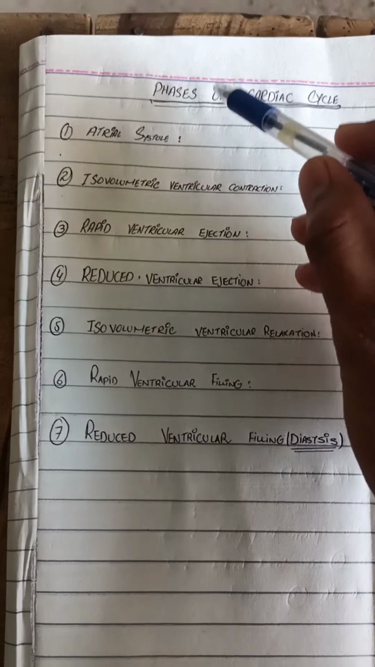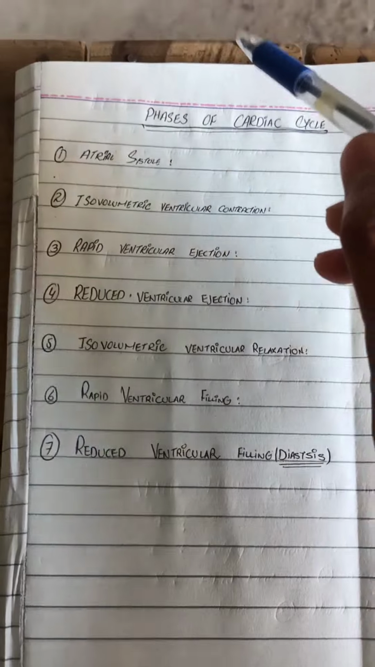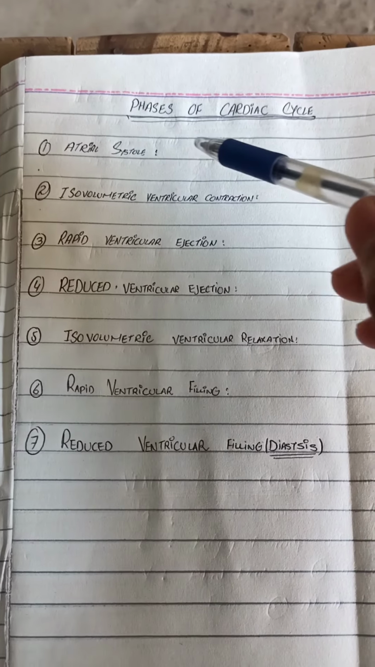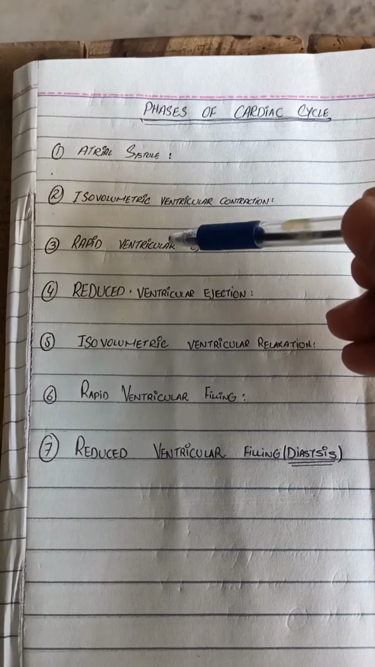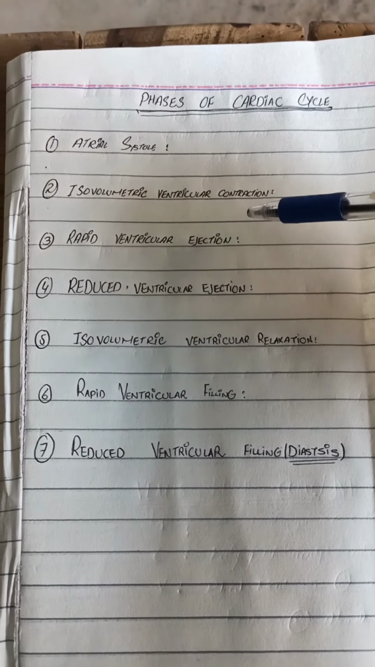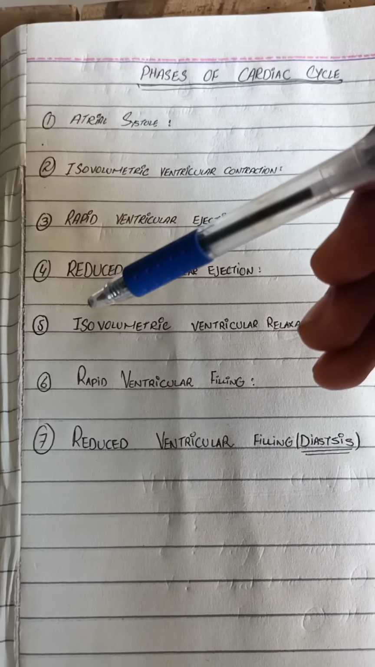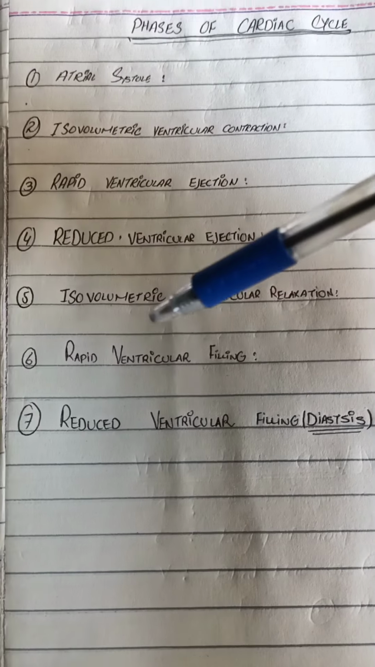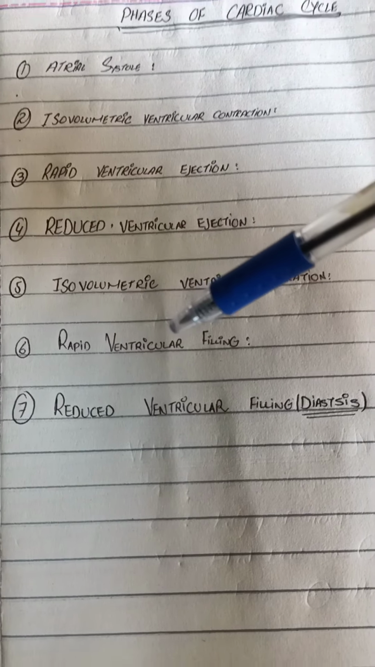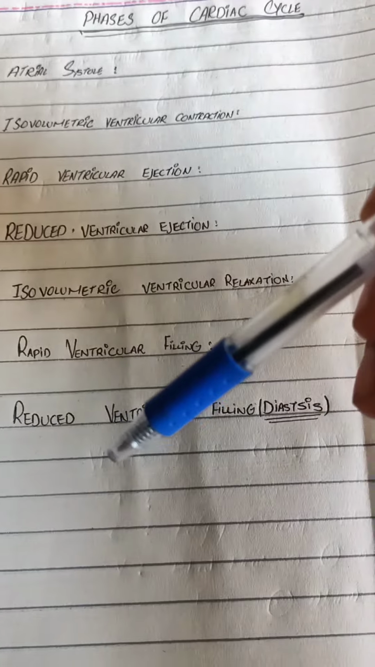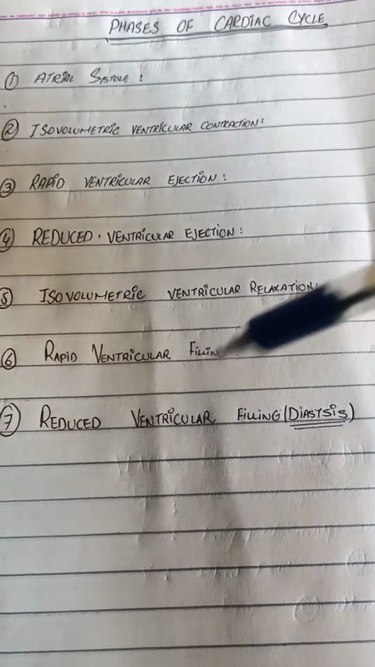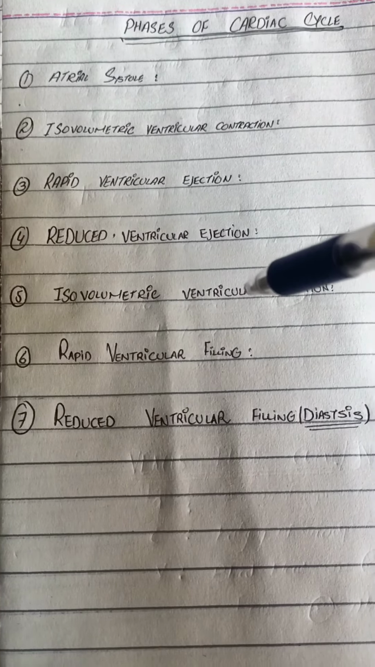The cardiac cycle is divided into 7 phases. The first phase is atrial systole. Second is the isovolumetric ventricular contraction. Third phase is rapid ventricular ejection. Fourth phase is the reduced ventricular ejection. Fifth is isovolumetric ventricular relaxation. Sixth is the rapid ventricular filling, and seventh is the reduced ventricular filling. So basically we will discuss each phase in detail.